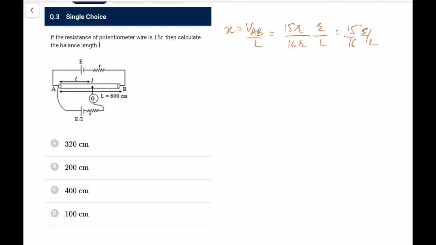Now for balancing this secondary cell, this R doesn't have any meaning, because in the balancing length no current flows through it. So I can directly write E by 2 is the measured one, that should be equal to XL.